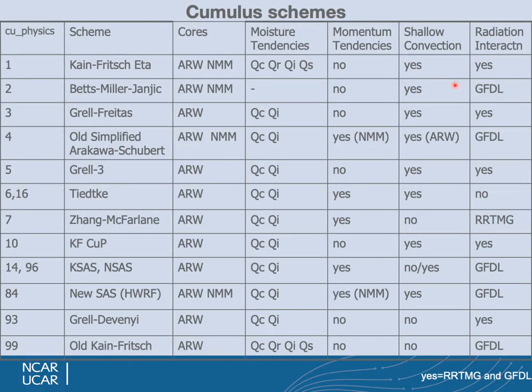This is another summary of the cumulus schemes we have, summarizing the moisture tendencies that they provide, the momentum tendencies, whether or not they provide them. Sometimes that depends on the dynamical core that's being used. The shallow convection, similarly: some of them include a shallow convection and some don't. And then radiation interaction, and how they interact with GFDL or even directly with RTMG.